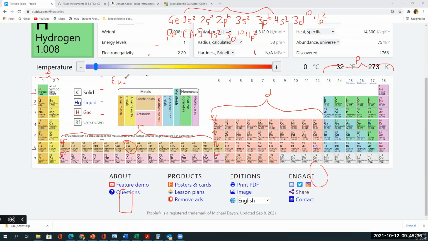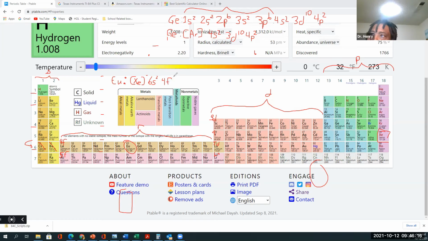So we'll put Eu, colon, bracket, and then we'll start here at this point. After that, it is 6s2, 4f7. Okay.